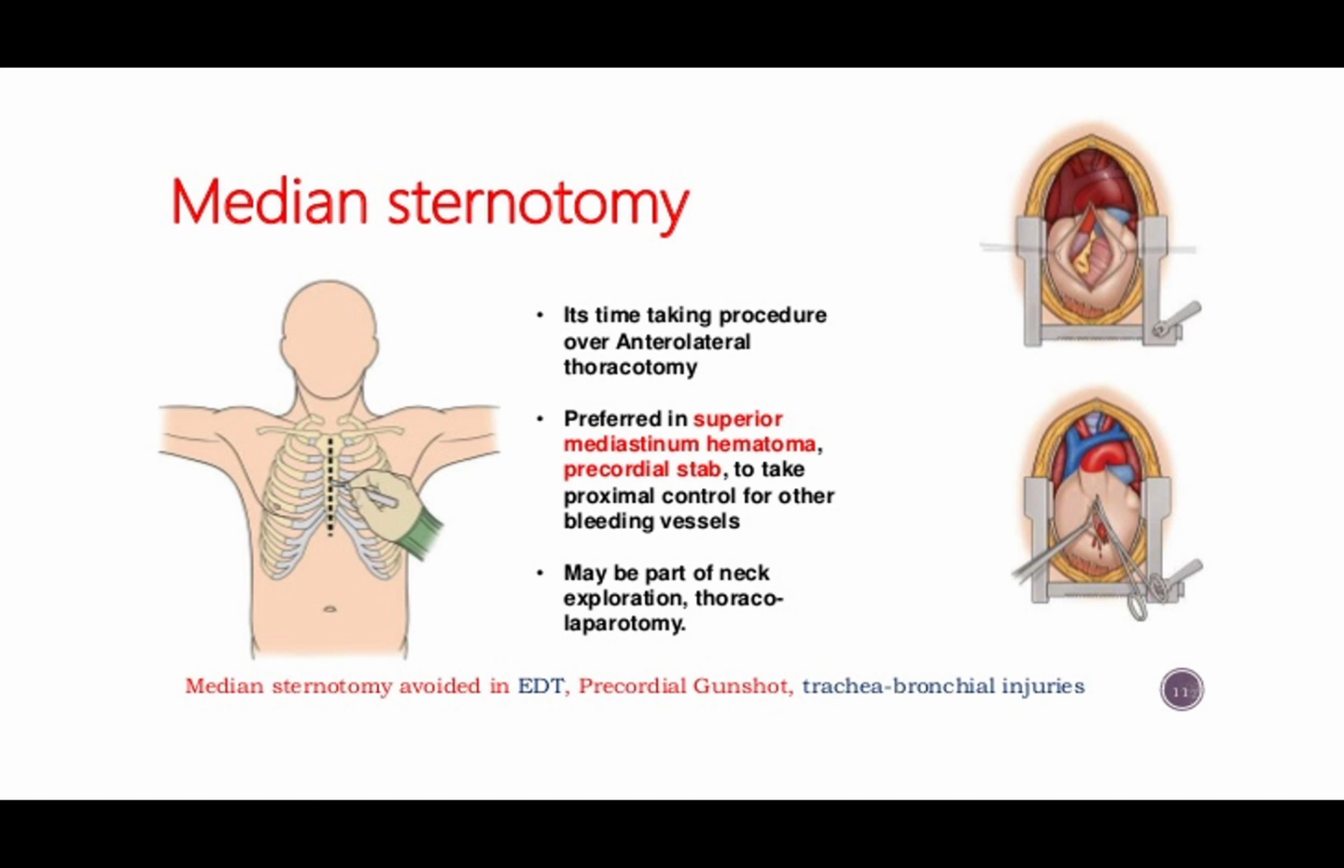Median sternotomy. This can take a little bit longer. It can be done fairly quickly, obviously, if you have the saw or the Lebsche blade. I can remember a couple of experiences in the trauma bay where a Lebsche blade was utilized. It's preferred in superior mediastinum hematomas, precordial stab wounds. You can take control of proximal subclavian vessels or the aortic arch, and you may be able to extend this up into the neck for part of your thoracolaparotomy.